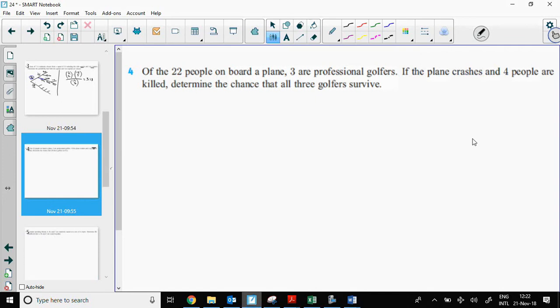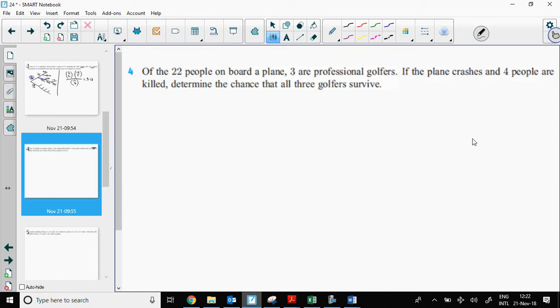The next problem is probably one of my favorite ones in the entire textbook just because of how morbid it is, and I'm a terrible person. Why do we have a problem in a math textbook about a plane crashing and people dying in it? Who wrote this? They should be fired.